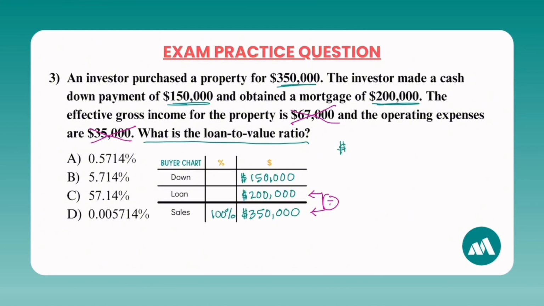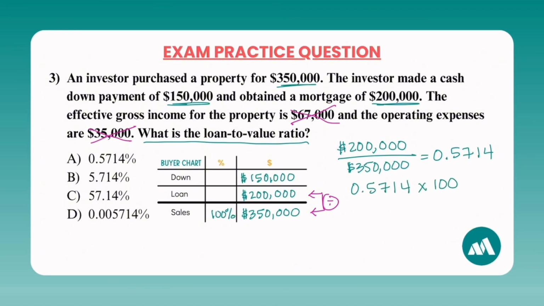So $200,000 divided by $350,000 is going to equal 0.5714. Now don't forget, you have to multiply that now by 100 to convert it into a percent. So 0.5714 times 100 is going to equal 57.14%.